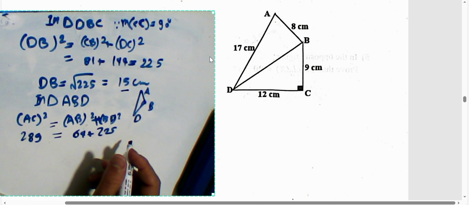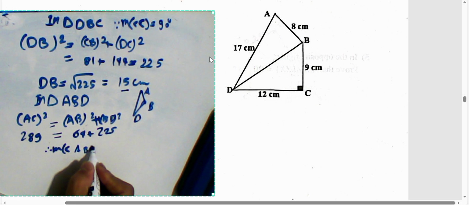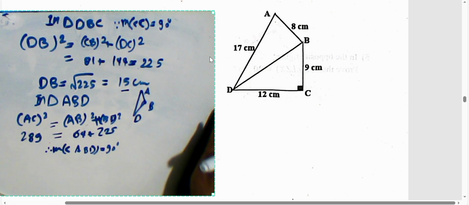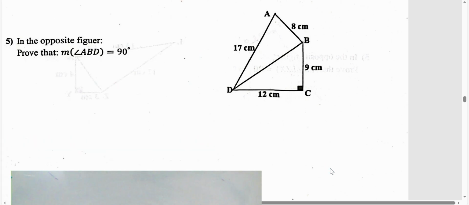Then this triangle will be what? It will be right. Then the measure of angle APD equals 90 degrees. Okay, next question.